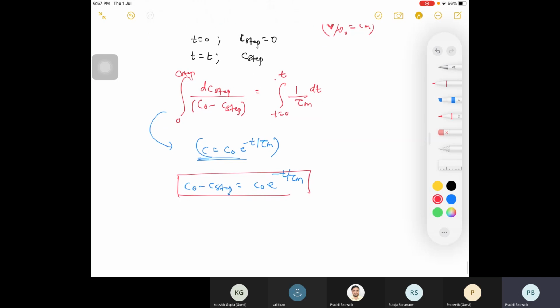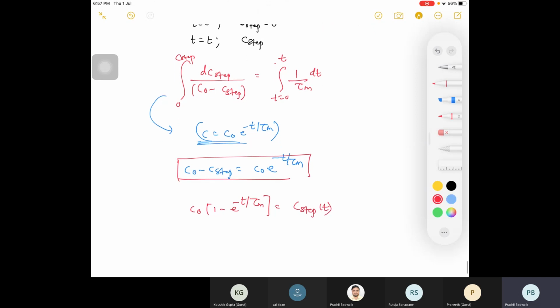You can arrange it in many forms, such as C naught into 1 minus e to the power minus t by tau m is equal to C step at time t, right? This kind of equation you can have. But if you want to remember, you will be having the simplest one, that is this one, you know, for first order reaction. Okay.